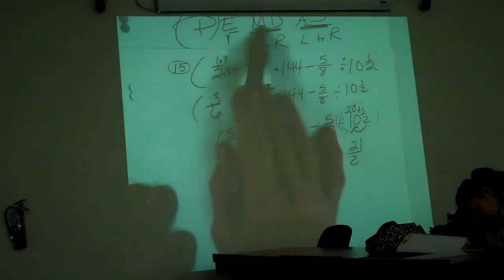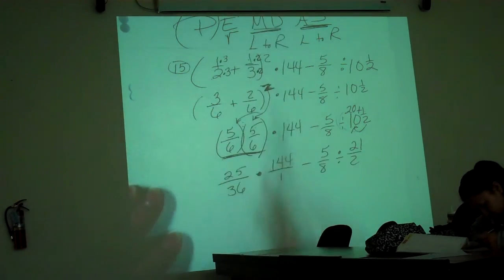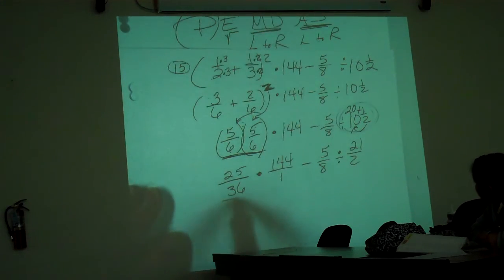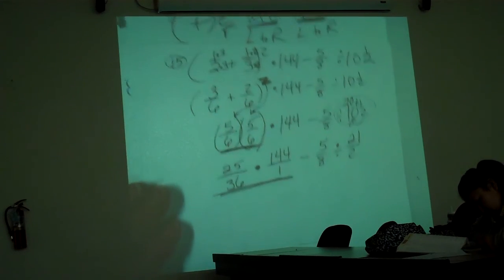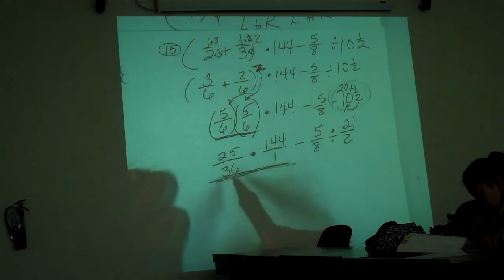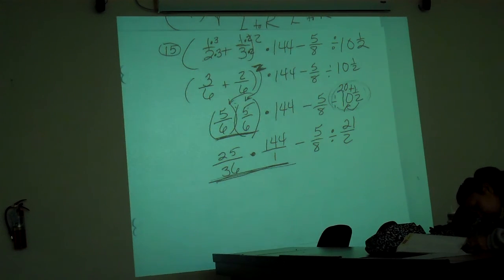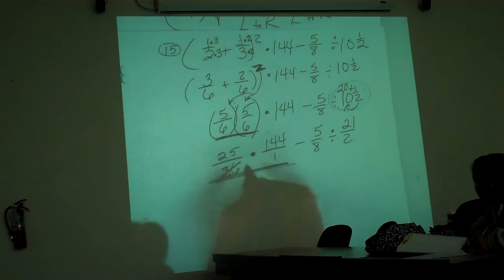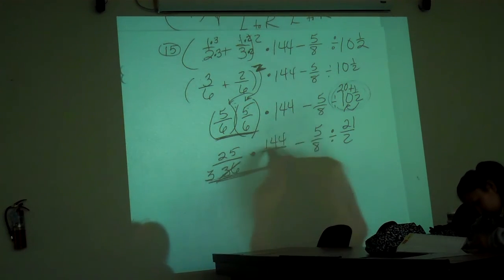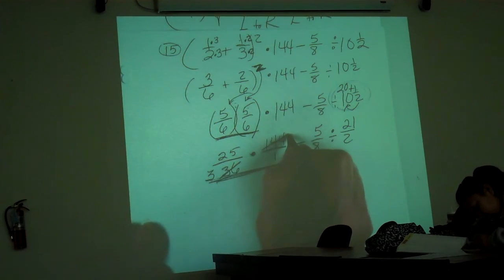Okay, we're doing our multiplying and dividing. So the first thing we're going to do is this multiplication, right? Multiply and divide from left to right. Do this one first. Will the 36 and 144 divide by the same number? How about 12? 36 divided by 12 is 3. 144 divided by 12 is 12.